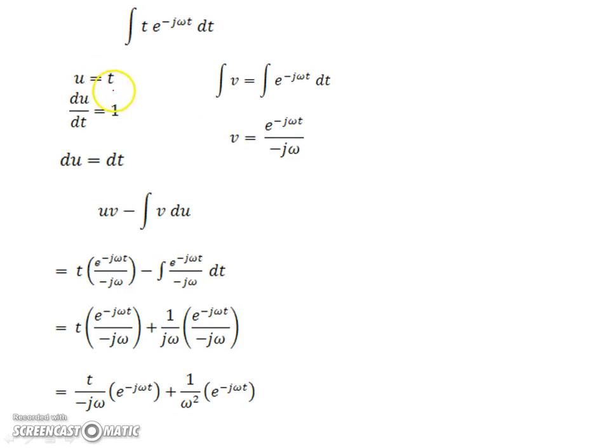So we have to differentiate, du over dt will be equal to 1, and du will equal dt, and v, the integral of dv, will be exponential negative j omega t over negative j omega. So I substitute the respective terms into the uv minus integral v du. And solving it, we will get this equation, that is t over negative j omega times exponential negative j omega t plus 1 over omega square times exponential negative j omega t.